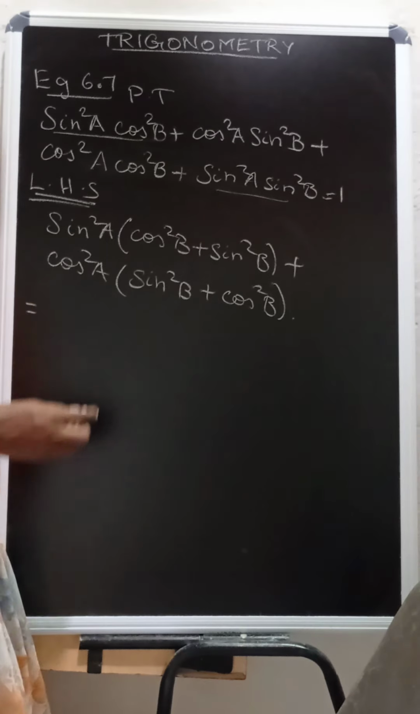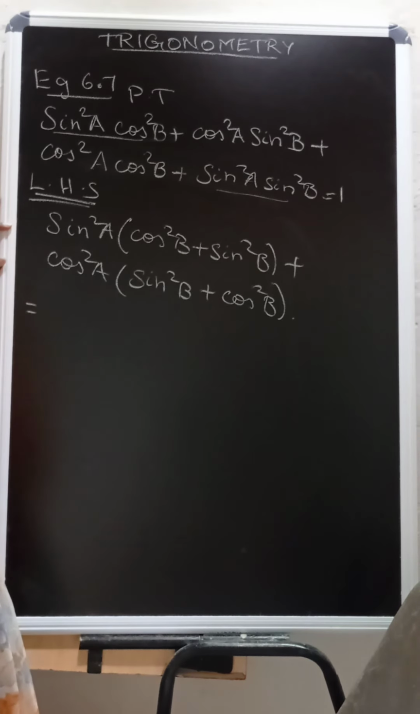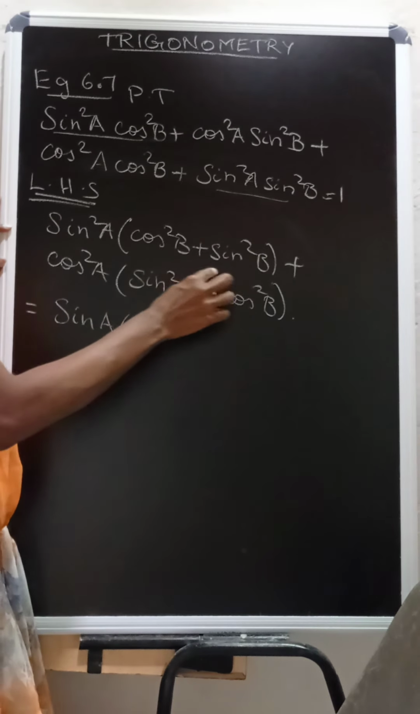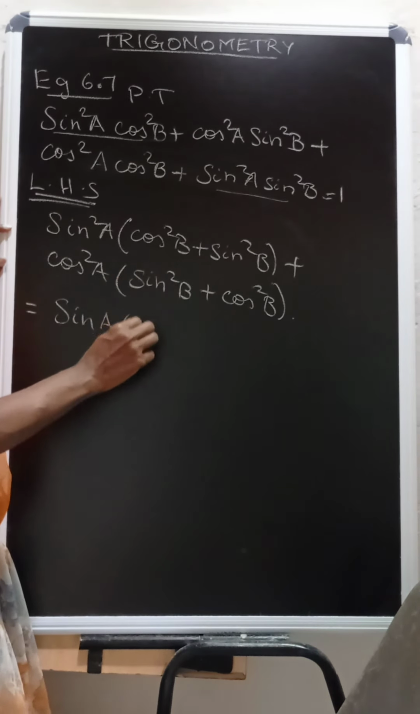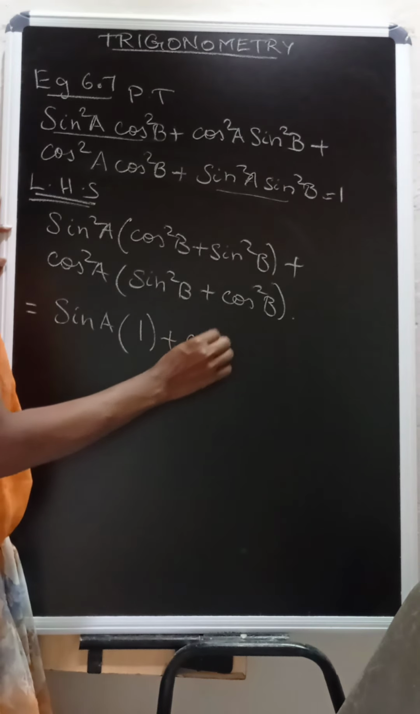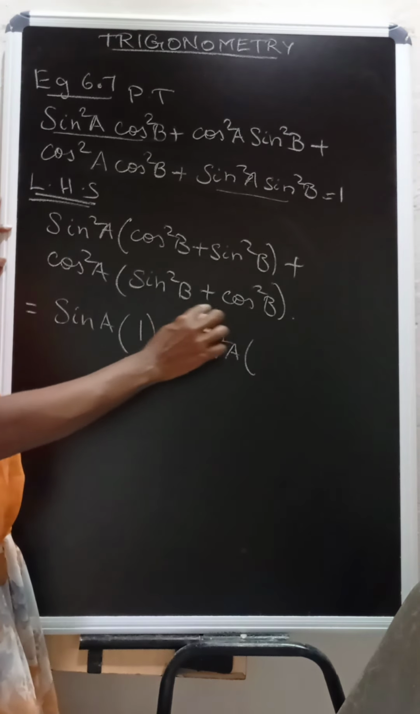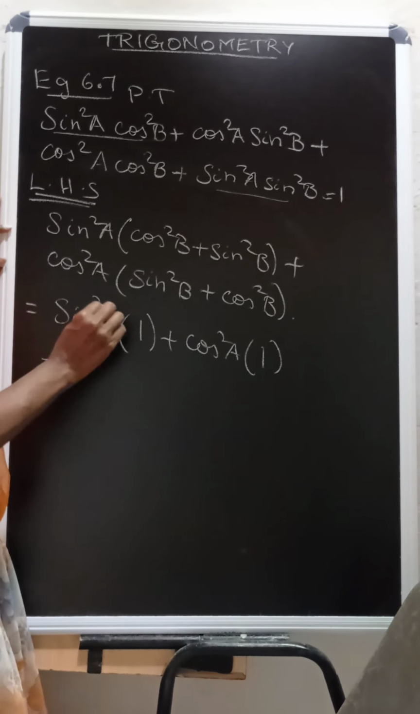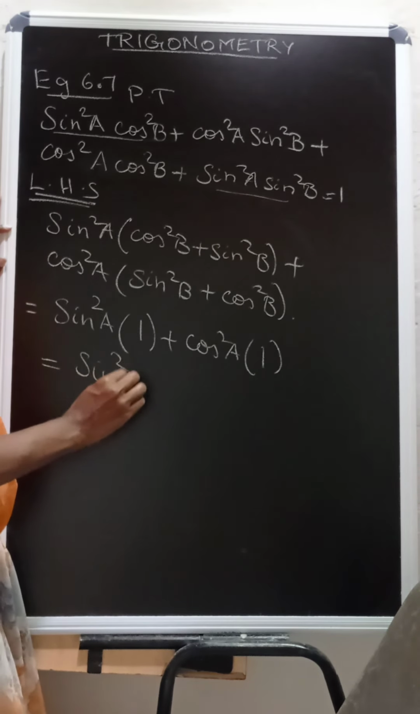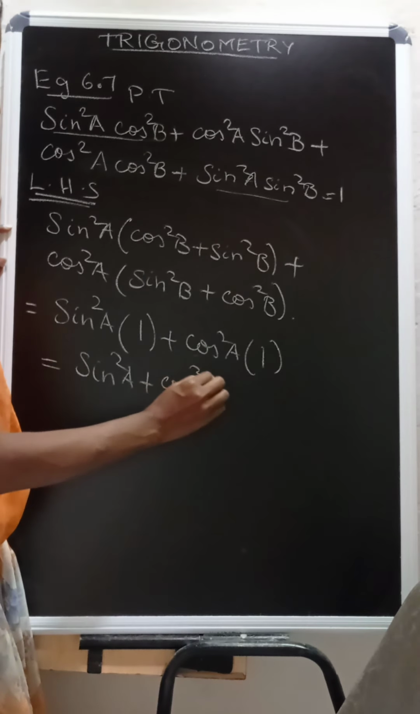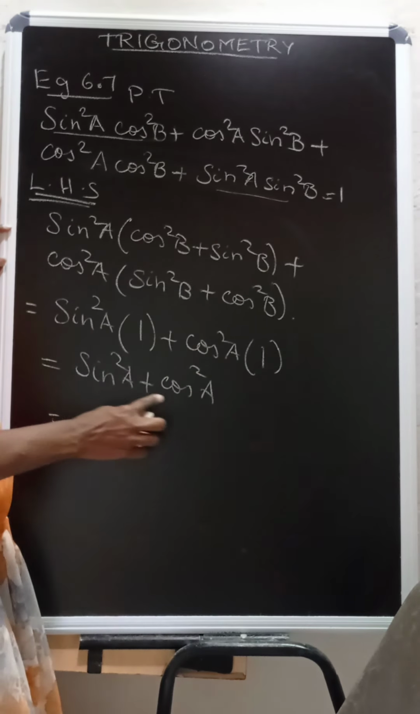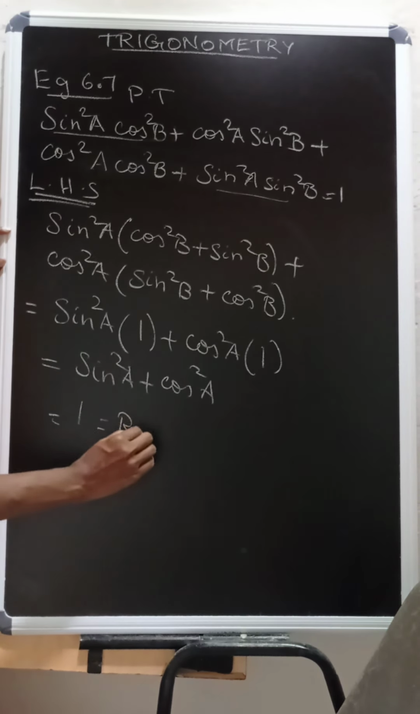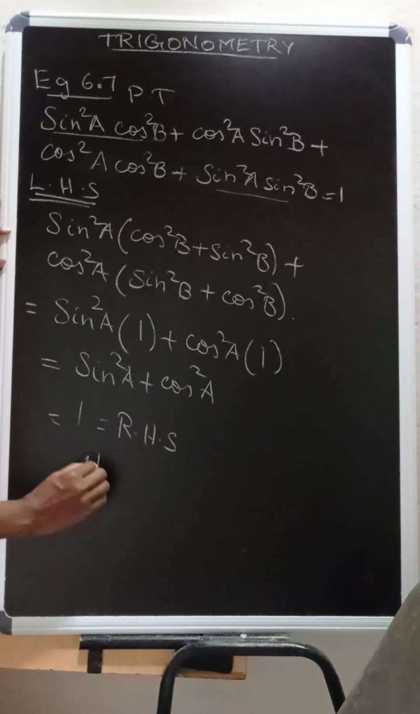Now you have the identity sin square theta plus cos square theta is equal to 1. So here sin square theta plus cos square theta is equal to 1. And even here sin square theta plus cos square theta is equal to 1. Now you will get sin square A plus cos square A. Now again sin square theta plus cos square theta is equal to 1, which is equal to RHS. Hence proved.